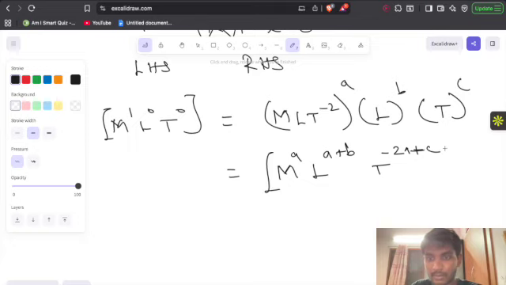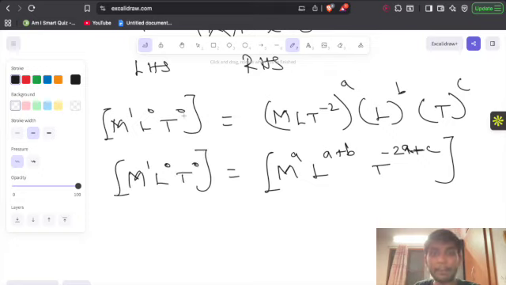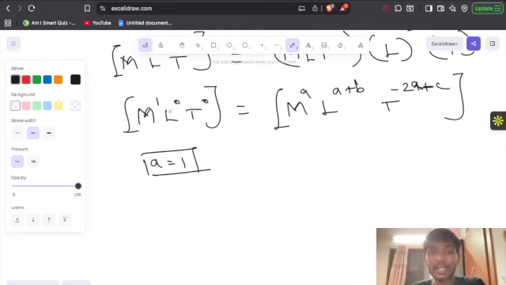Okay, I have this. So this side I have m power 1, l power 0, t power 0. Now basically you need to compare between the LHS and RHS because both the LHS and RHS should be the same. So now you know m has a power of 1, so a should be equal to 1. Okay, only then it will satisfy. And then I know L has a power of 0, so a plus b should be 0. A plus b equals 0. So I know b is equal to minus a, which is 1, therefore b is equal to minus 1.